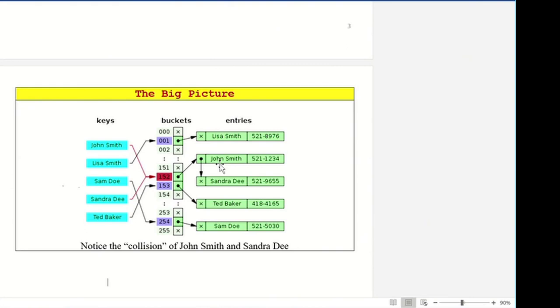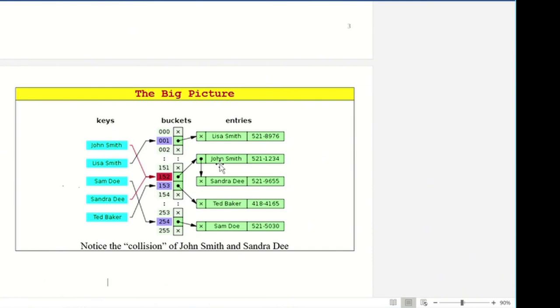Now, what I want you to look at is actually towards the middle. You see where John Smith is? And then there's a link that goes below it to Sandra D. We're not going to get a one-to-one in reality. Let me put it this way.